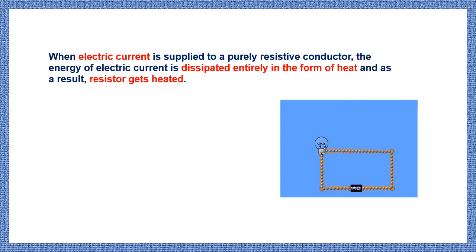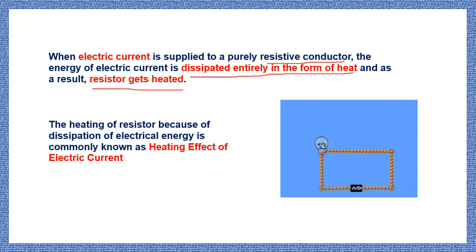So when electric current is supplied to a purely resistive conductor, the energy of the electric current is dissipated entirely in the form of heat, and as a result, the resistor gets heated. This is the heating effect of electric current. Now let me define it. The heating of a resistor because of dissipation of electric energy is known as the heating effect of electric current. This is the definition of heating effect of electric current.